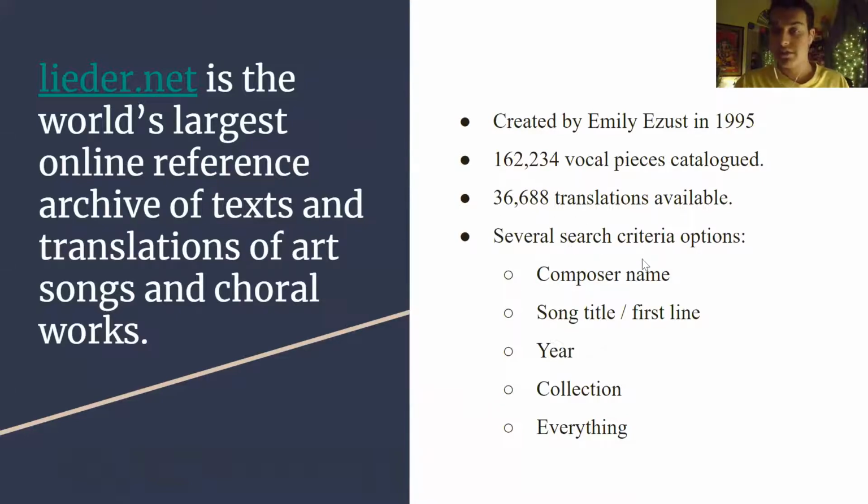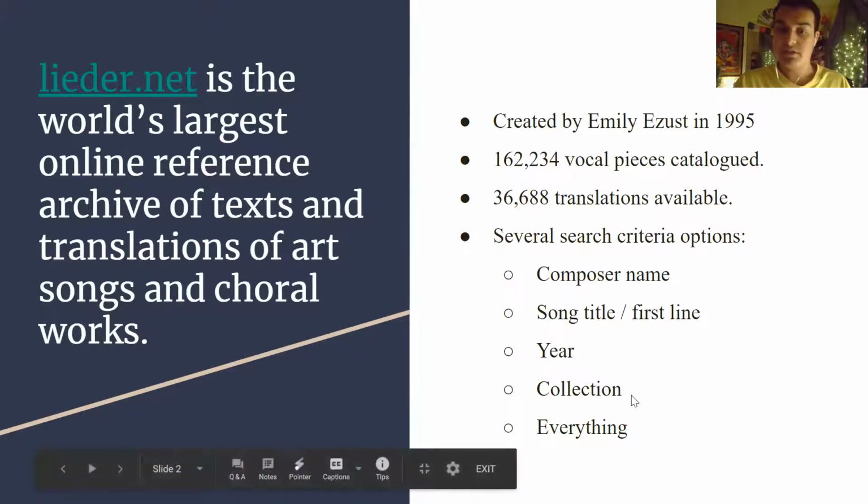There are several search criteria options as well to help you find what you're looking for. You can use the composer name, song title, or the first line of the piece. You can search by the year the piece was published or the year it was composed. You can do either. You can search by collection, or you can search everything on the entire database. Let's look at some of the practical applications of Leader.net.